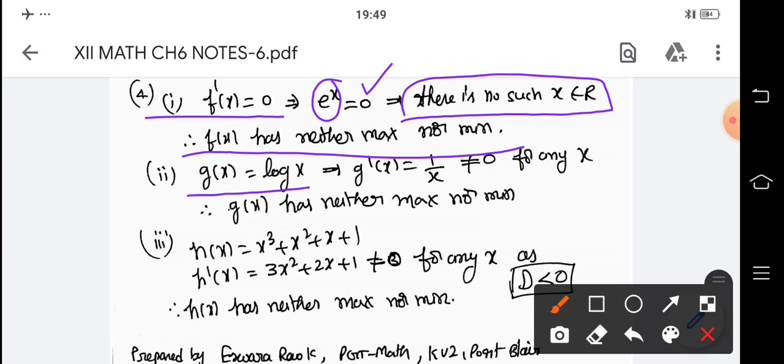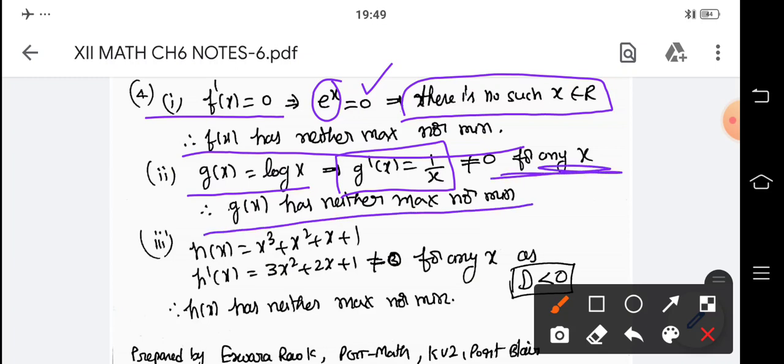Similarly, g of x is equal to log x. G dash of x is 1 by x. 1 by x is also never 0 for any x. So g of x has neither maxima nor minima.